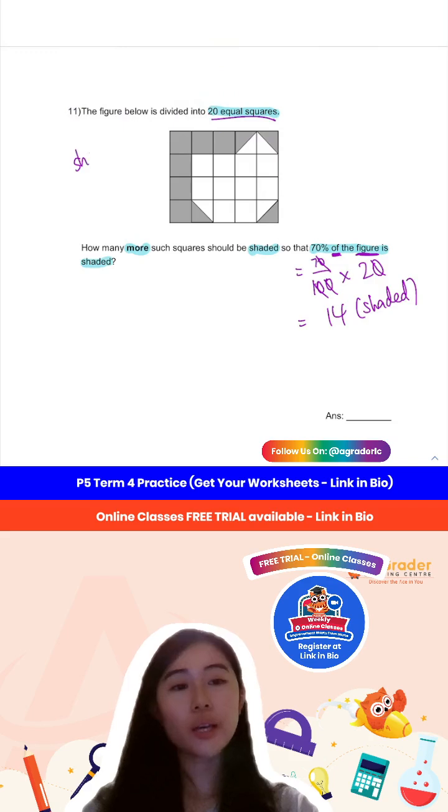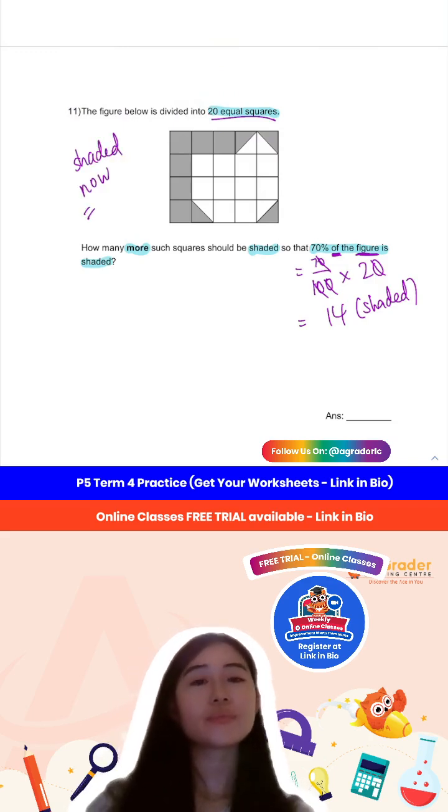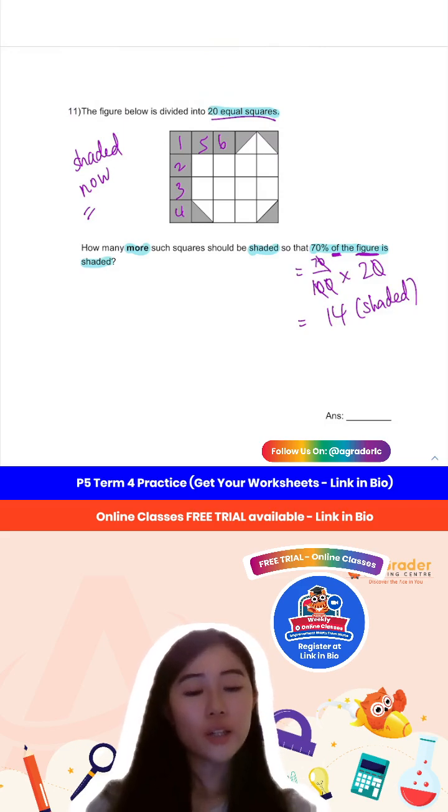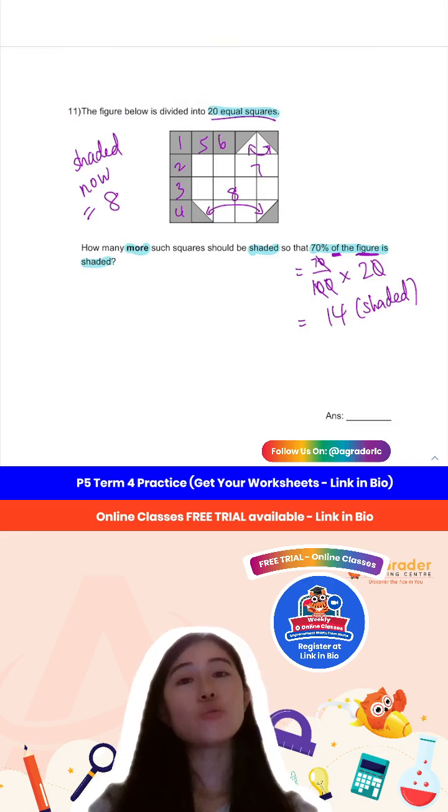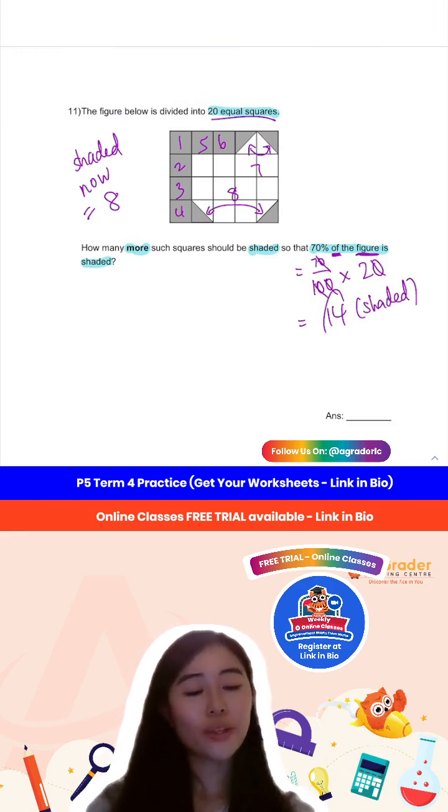Okay, so let's do that. Shaded now. Okay, so I will count the squares. 1, 2, 3, 4, 5. And then 6. Okay, you can combine the triangles, right? So these 2 triangles, you combine them, you get the 7th square. And then you have another 2 triangles that you can combine to get the 8th square. So right now you have 8 that's shaded, but in the end, you want 14 to be shaded.